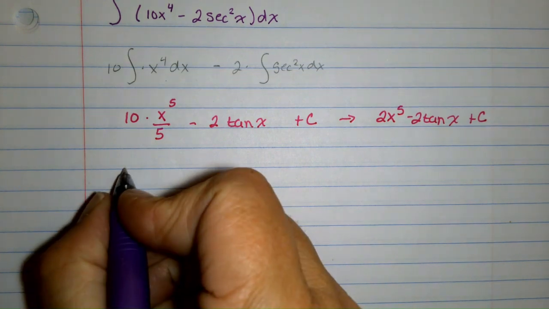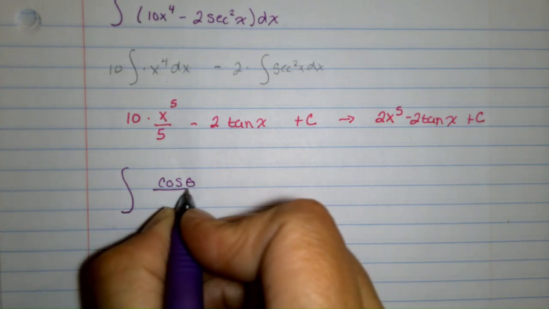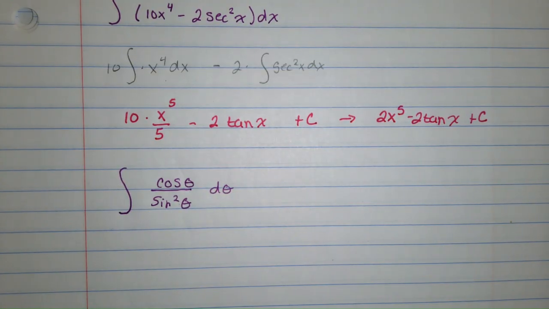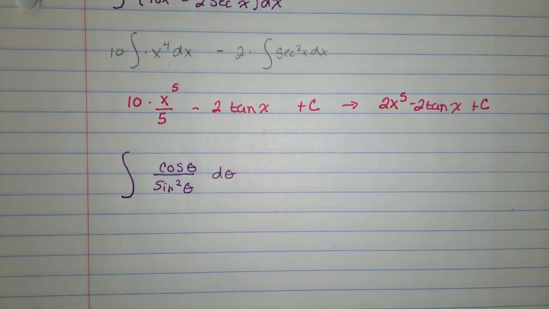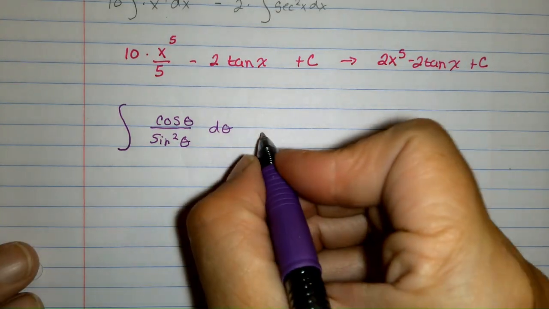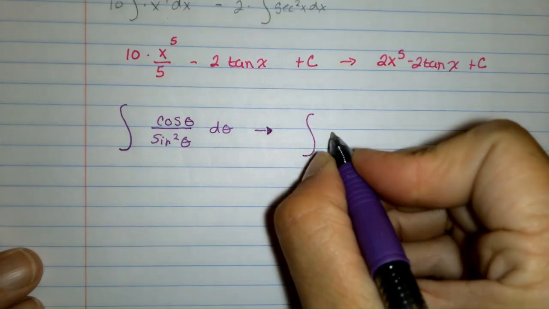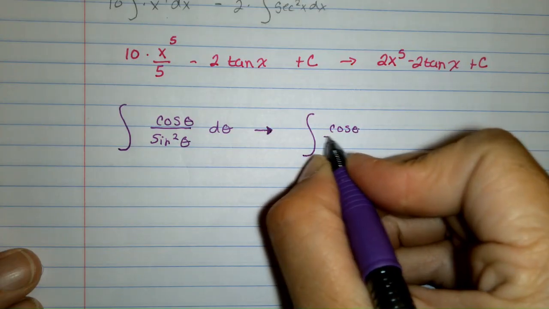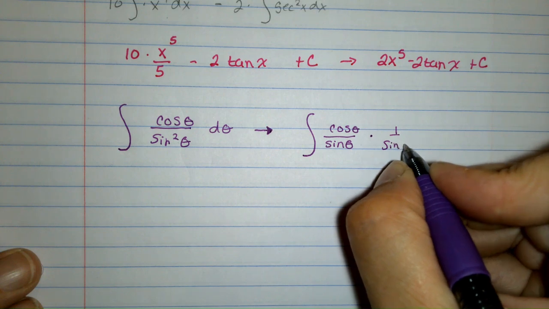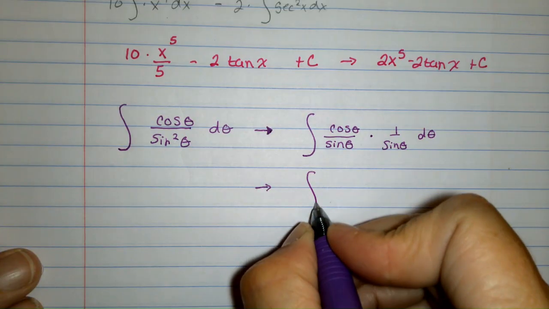Okay, so the integral of cosine theta over sine squared theta, d theta. Now, right now, you only have one way to do that, and that is by playing around with our trig. So we can change this to cosine theta over sine theta multiplied by 1 over sine theta d theta. Notice I'm writing the integral sign every time.